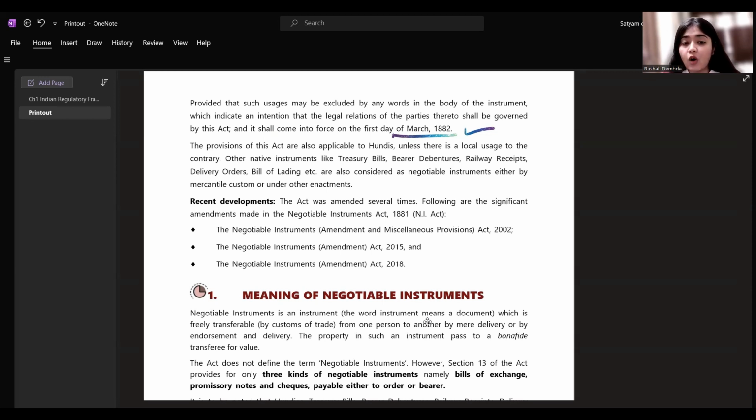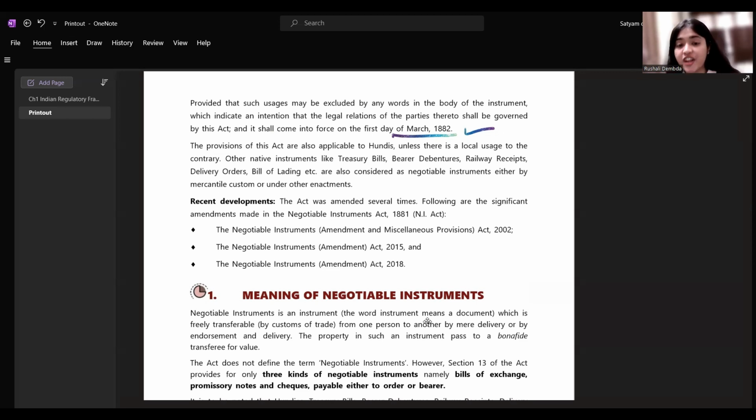The provisions of this act are also applicable to hundis. Sorry, it is hundis. Hundi is a system which we'll be learning about, right? So, if the hundi system is there, the act is also applicable to it. But unless there is some local usage, if they have some different law for hundis, that will be applied. That will be given priority.